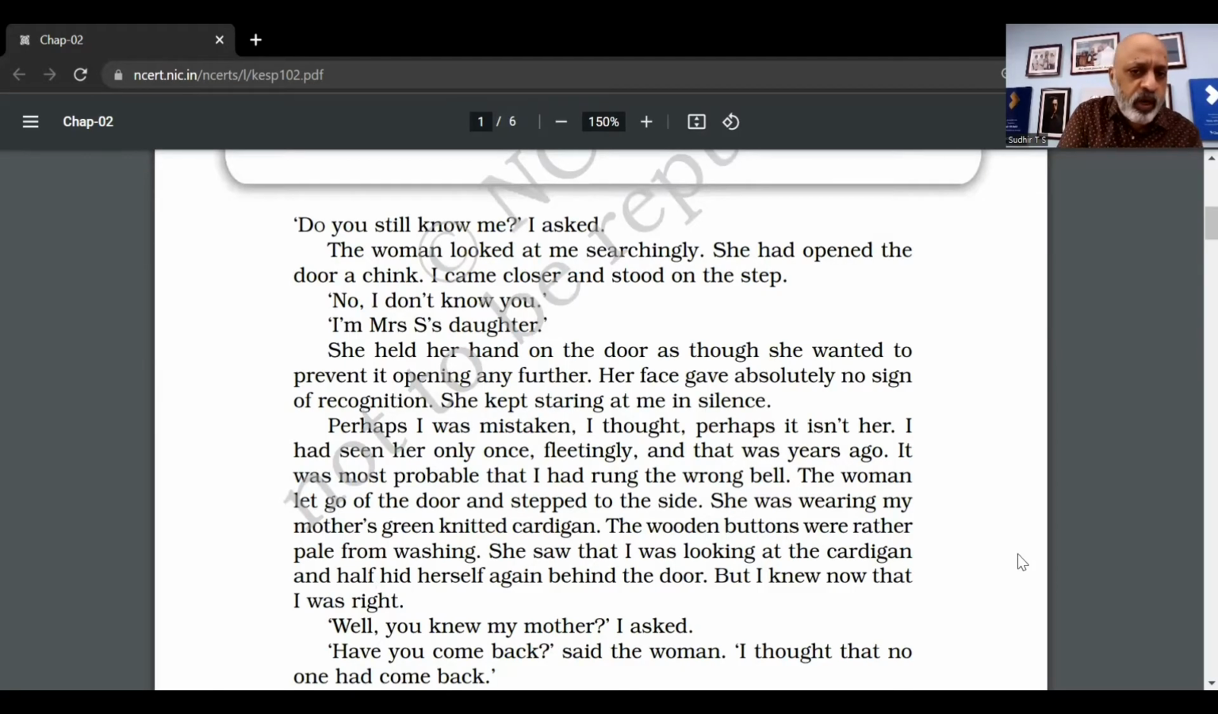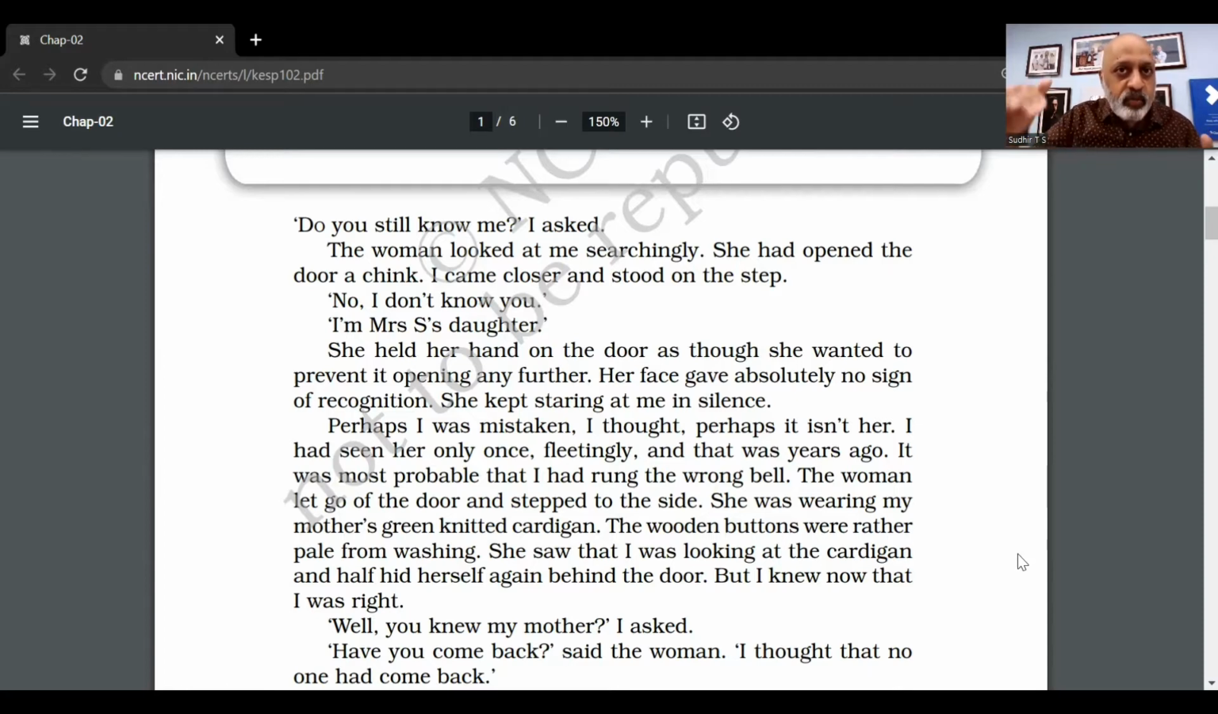I asked. The woman looked at me searchingly. ऊपर से नीचे. She's kind of looking at her, peering at her. She had opened the door a chink, that is just a little space. I came closer and stood on the step. So you just imagine that particular thing, the way it is in European countries, a house, kind of a thing, an independent house.